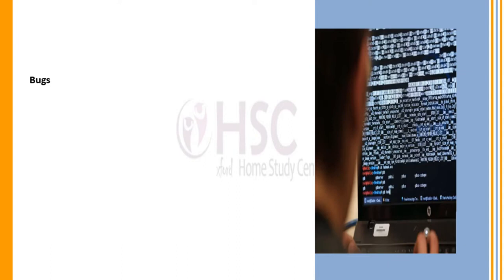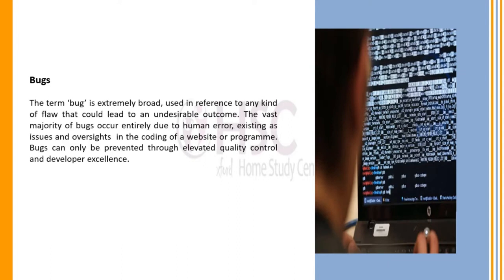Bugs. The term bug is extremely broad, used in reference to any kind of flaw that could lead to an undesirable outcome. The vast majority of bugs occur entirely due to human error, existing as issues and oversights in the coding of a website or program. Bugs can only be prevented through elevated quality control and developer excellence.